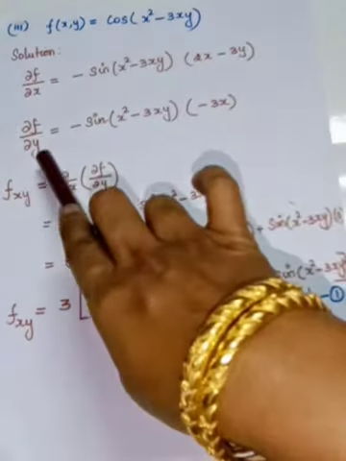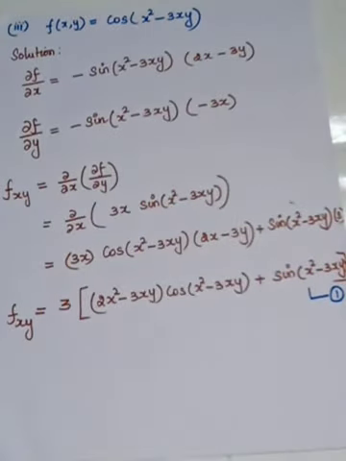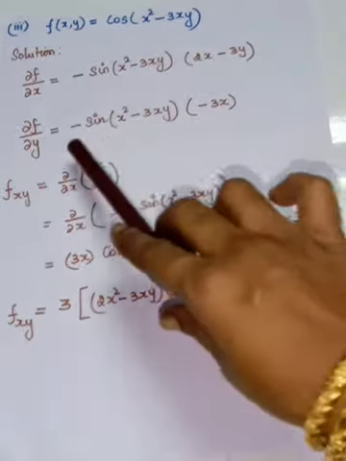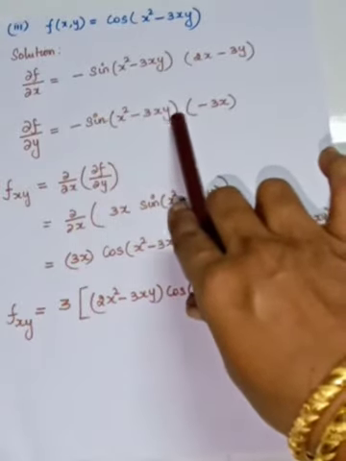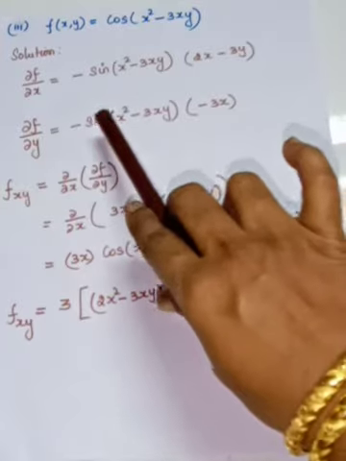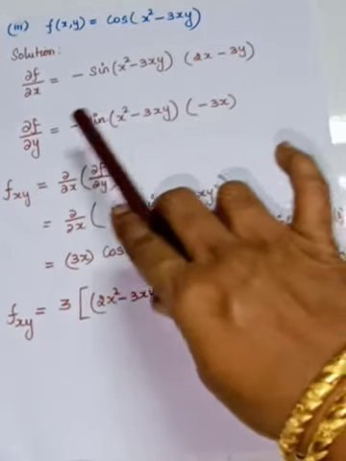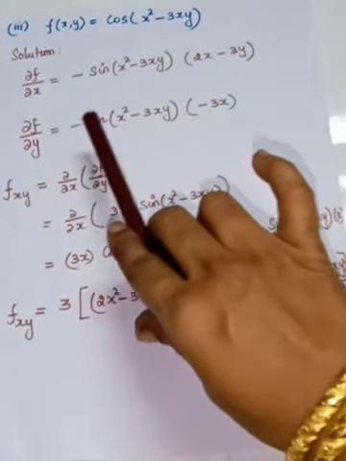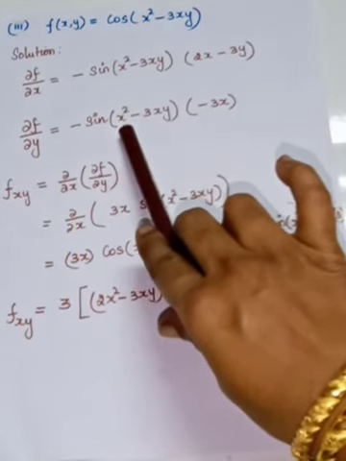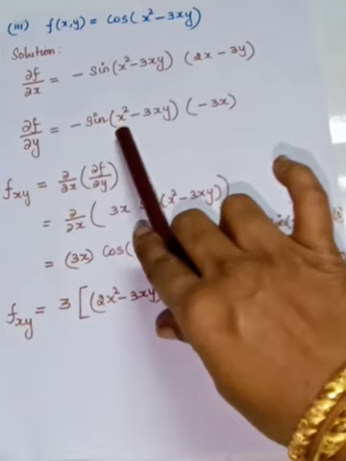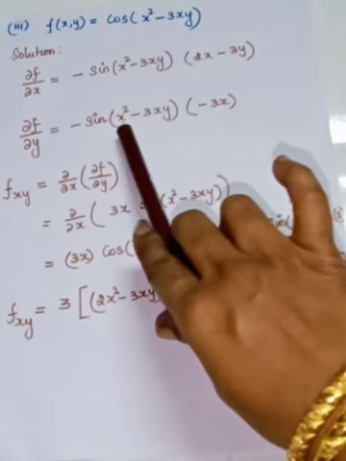In the same way you have to go for ∂f/∂y. What is it? The same step: minus, chain rule has to be used, minus sin of x squared minus 3xy. Next step, you have to be careful. You are going to differentiate partially with respect to y. Look at the first term, it is x squared. You are differentiating with respect to y, so it is a constant, so it is 0.